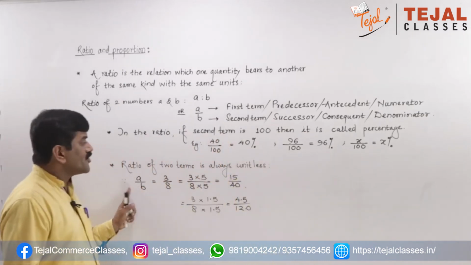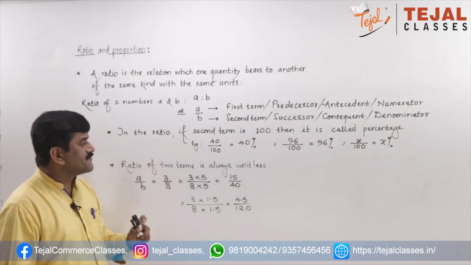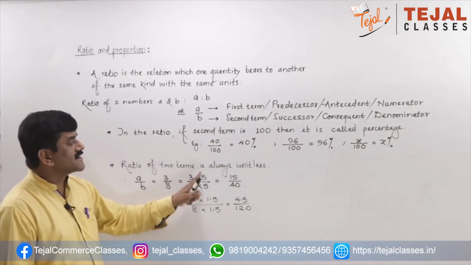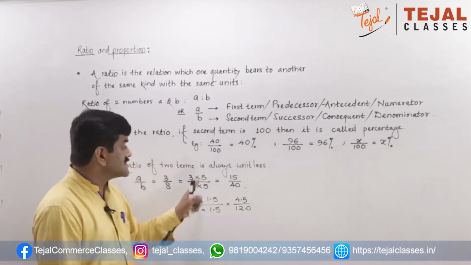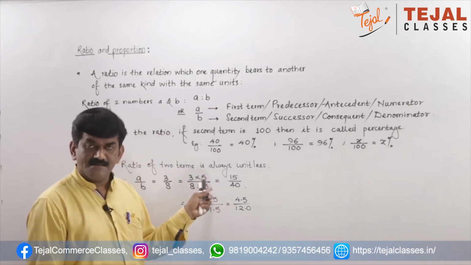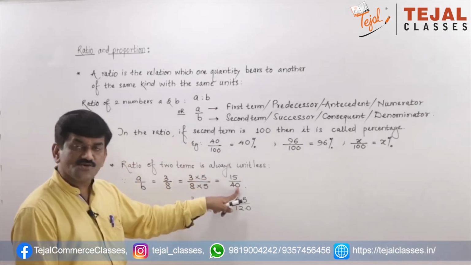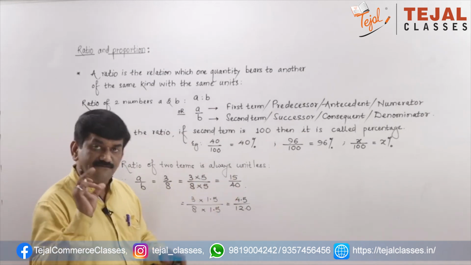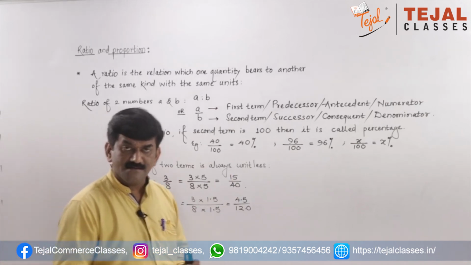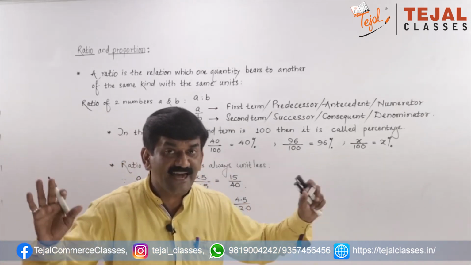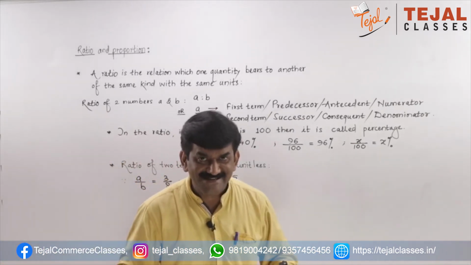A upon B equals 3 upon 8. Multiply numerator and denominator of 3 upon 8 by 5. This is a non-zero number. Then whatever the ratio is, the value of the original ratio remains the same. Ratio remains unchanged. Is it clear? That's it.